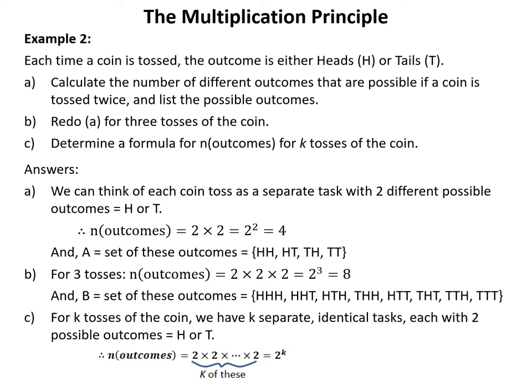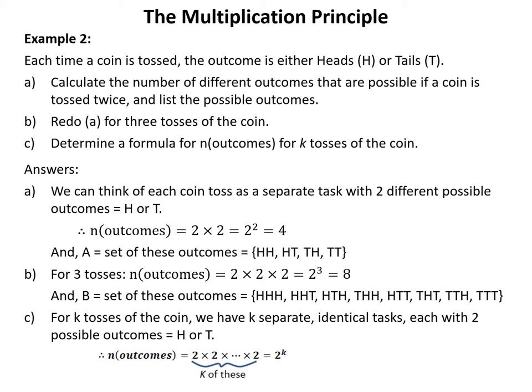In part B, we extend the situation to there being 3 tosses. And so the answer, therefore, for the number of outcomes would simply become 2 times 2 times 2, which is 2 to the power 3, which equals 8. And that's still a fairly small enough number that we can easily list the full set of outcomes, and we can satisfy ourselves that there are no more, no less number of outcomes.